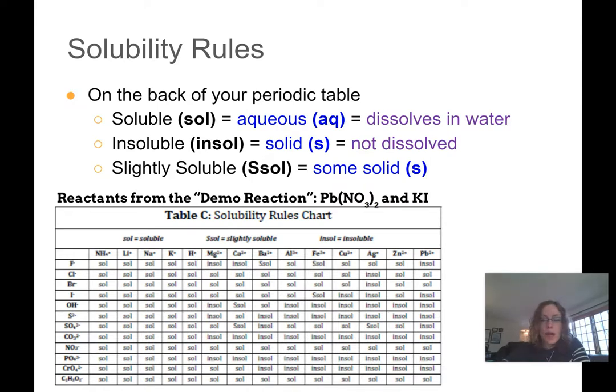So just to recap how to use this chart, let's do the 2 reactants from the demo as an example. If I want to do lead nitrate, I'm going to find lead over on the right side, Pb2 plus, and NO3 minus over on the left side. And if I drag those 2 together, you'll see that's soluble. So that's aqueous. And KI is also soluble, which we saw in the demo because they both form aqueous solutions.